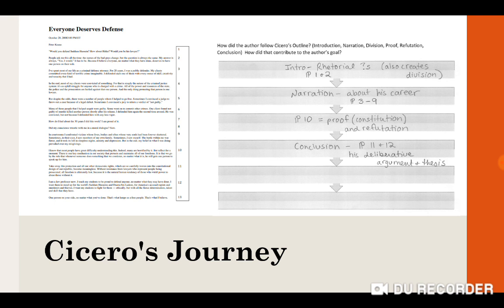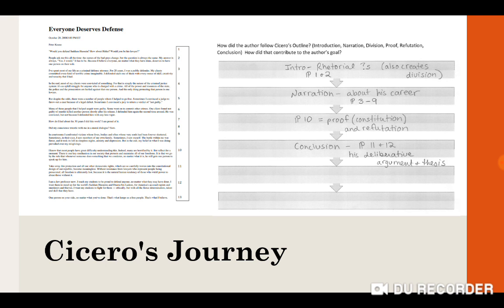Okay. Then Cicero's journey. He doesn't follow all of the steps. The rhetorical questions create division. So his intro and his division are actually together. If you look at the questions, would you defend Saddam Hussein? How about Hitler? Would you be his lawyer? I think the reason that he picks such extreme cases is because he's assuming the answer to those questions is no, of course not. I would not defend them. Nope, wouldn't do it, right? He's assuming that. So right away, he's creating division.